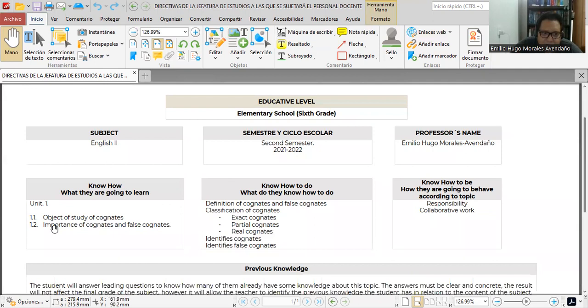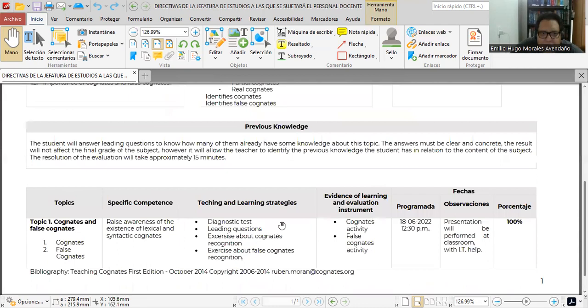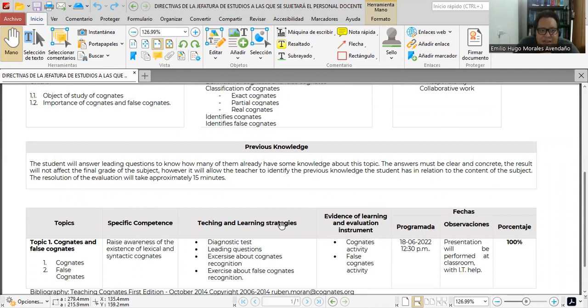The units, the object of study: cognates, that are words that we are going to have in different languages, not only Spanish. And the importance also of the false cognates. The definition, classification, the exact cognates, partial cognates, that are those, for example, that are only missing one letter at the end. The real cognates that have the same meaning, and the false cognates that are similar in writing but are different in meaning. So this is the previous knowledge that you need to have. The student will answer leading questions, to know how many of them already have some knowledge about this topic, because every time we are reading, we can find these kinds of words. The answers must be clear and concrete, as in the exercise that they already performed.